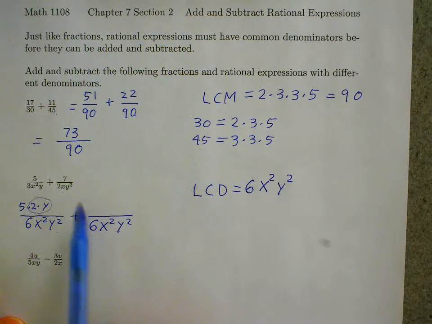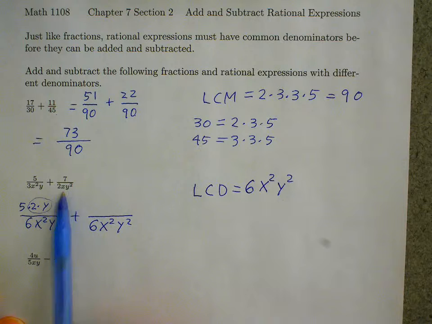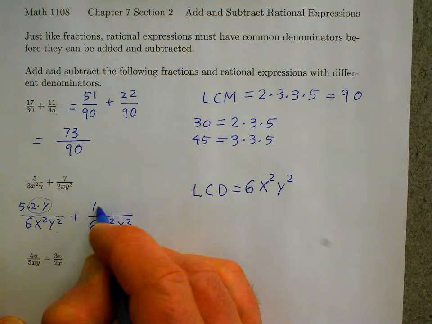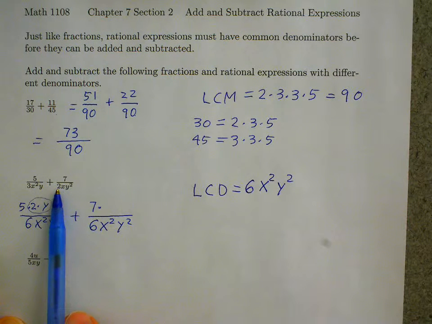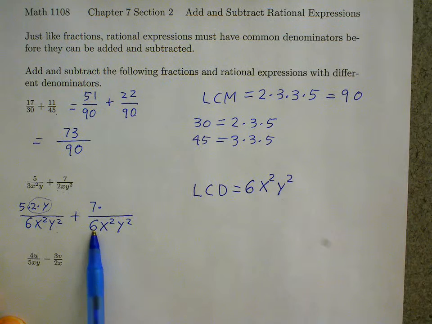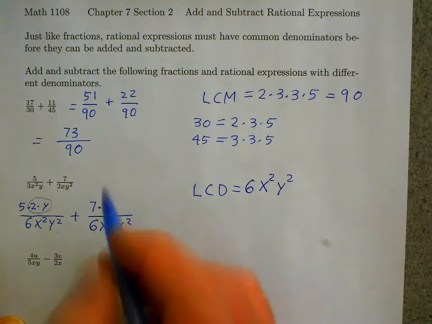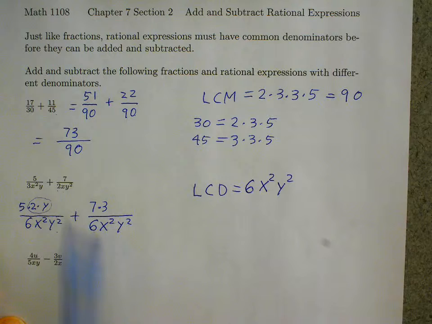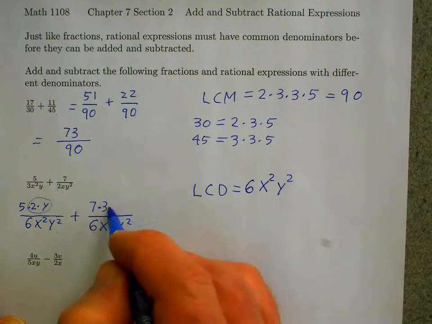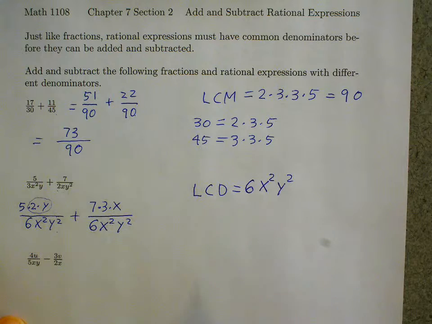Similarly for the other rational expression, we're starting out with 7. When we compare this numerical factor 2 with this one, 6, we see that we need a factor of 3. This denominator has x, and this one has x to the second, so we have to have a factor of x. And both of them have a factor of y squared, so we don't need any more y factors.